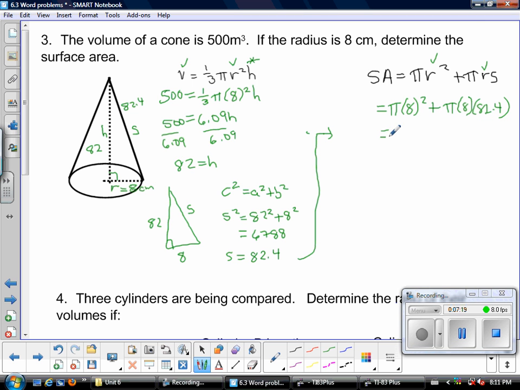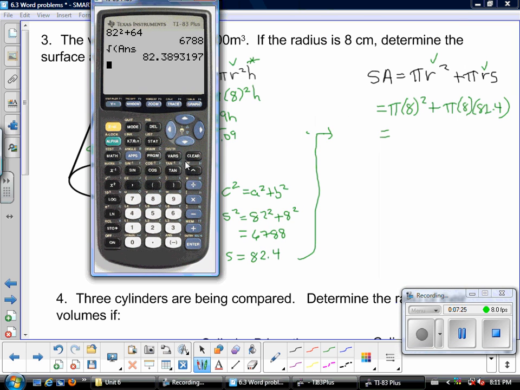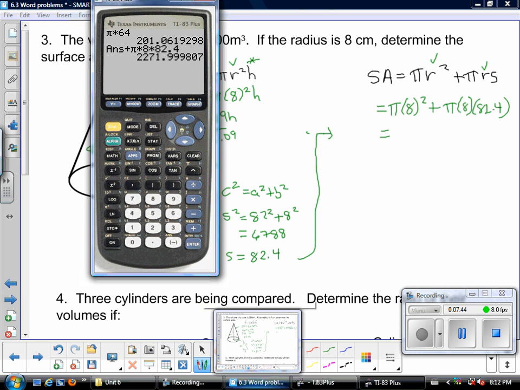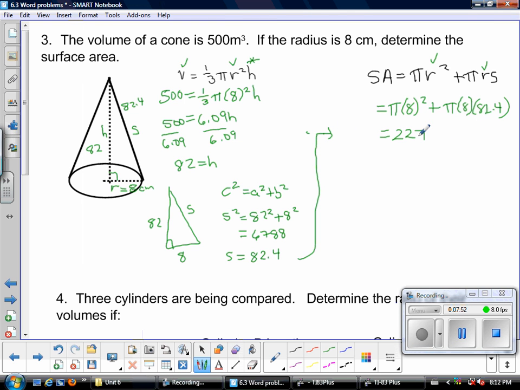And again, we're going to take out our calculator, and we're actually going to do the calculation, and I'm going to do it all in one step because my writing ability on my tablet isn't always the greatest. Times 8 times 82.4 equals 2271, so it would round to 2272, and we're finding surface area, so it's going to be centimeters squared.